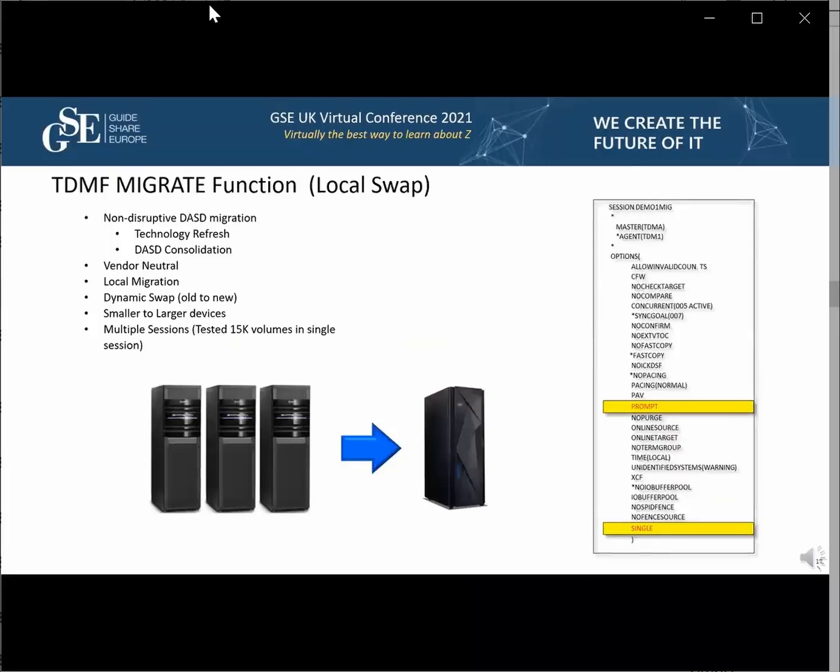For the first challenge, we'll use the TDMF migrate function in a local swap capacity. I'll walk you through an implementation process using screenshots, and we'll concentrate on the prompt and the single group parameters.